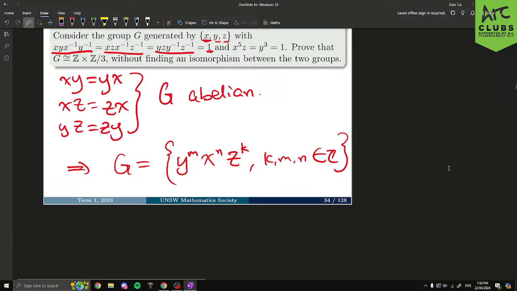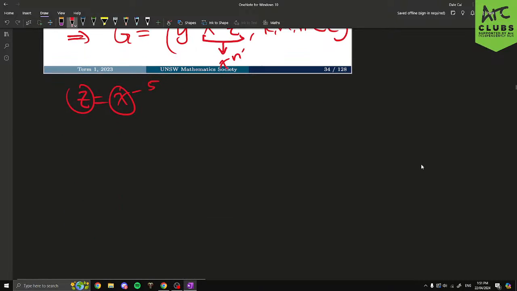Okay, so what else do we know? We know that x to the 5 z is equal to 1. So that means that z is equal to x to the minus 5. This means every z we have can be replaced with x, and the consequence of that is we can merge this into just x to some other power. I'm going to call it n dash. So right now, any element in G can be written, after renaming, as y to the m times x to the n for some m and n that are integers.